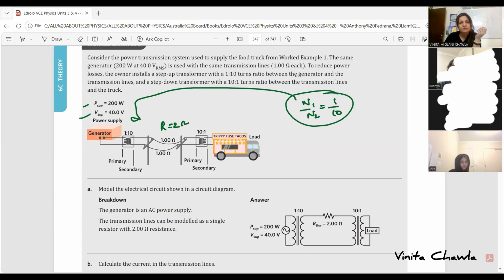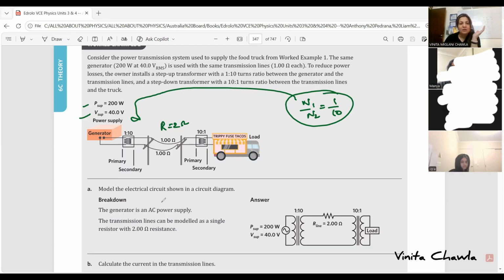And to reduce the power losses, the owner installs a step-up transformer with a 1 is to 10 turns ratio between the generator and the transmission lines, and a step-down transformer with a 10 is to 1 ratio between the transmission lines and the truck. Fine.